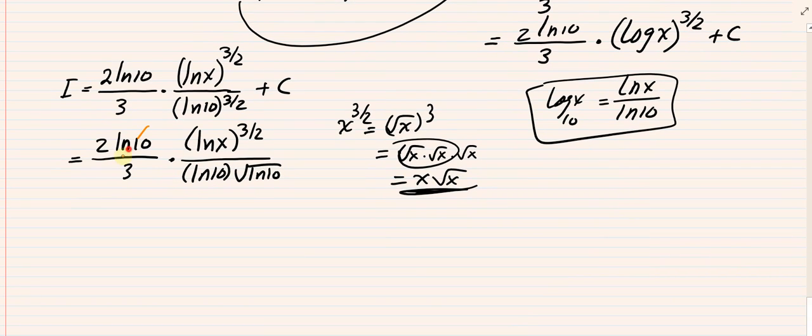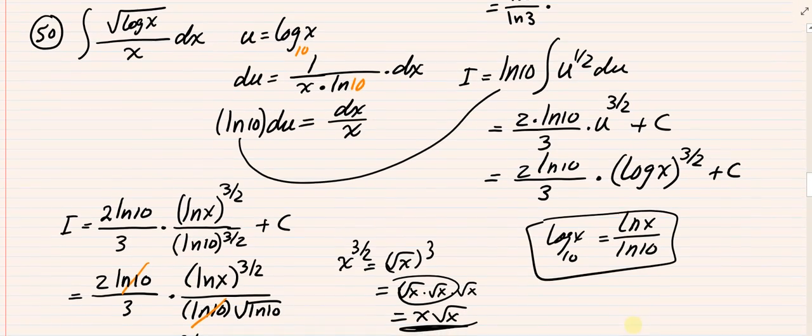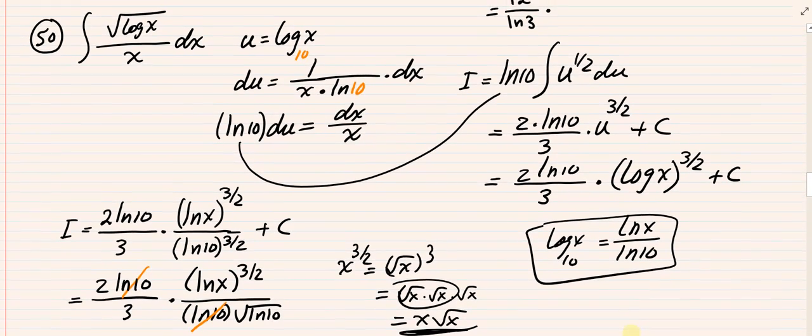And there we go. Cool. So let's go with this option. It's nice, it's simplified. We love simplifying expressions in math, don't we? Ln of x to 3 halves. And let me extend the fraction line, and I have square root of the natural log of 10 plus a constant. There you go. That was a good exercise. Number 50.